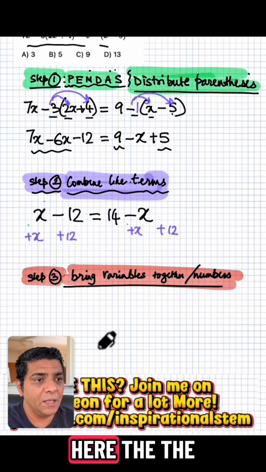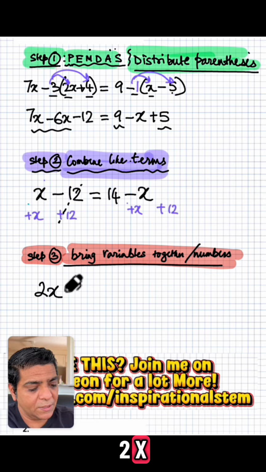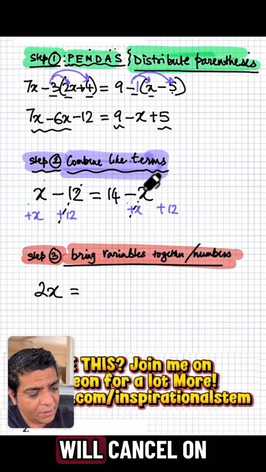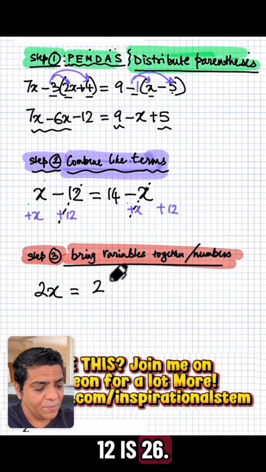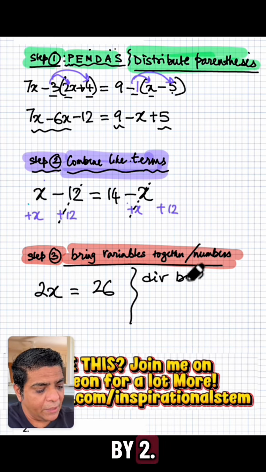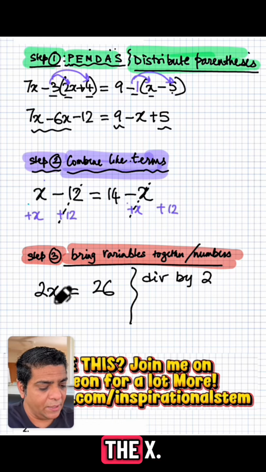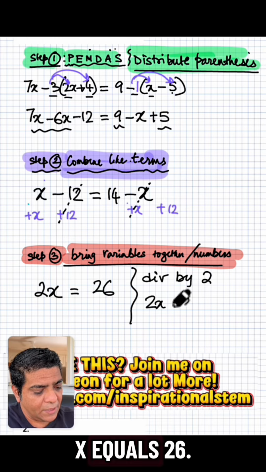Bring variables together, numbers together. You see here the plus 12 and minus 12 will cancel. That's going to be 2x. That is equal to, the x's will cancel on the right hand side, so it's 14 plus 12, which is 26. Finally, we're going to divide both sides by 2 to get rid of the 2 and isolate the x. So we have 2x equals 26.